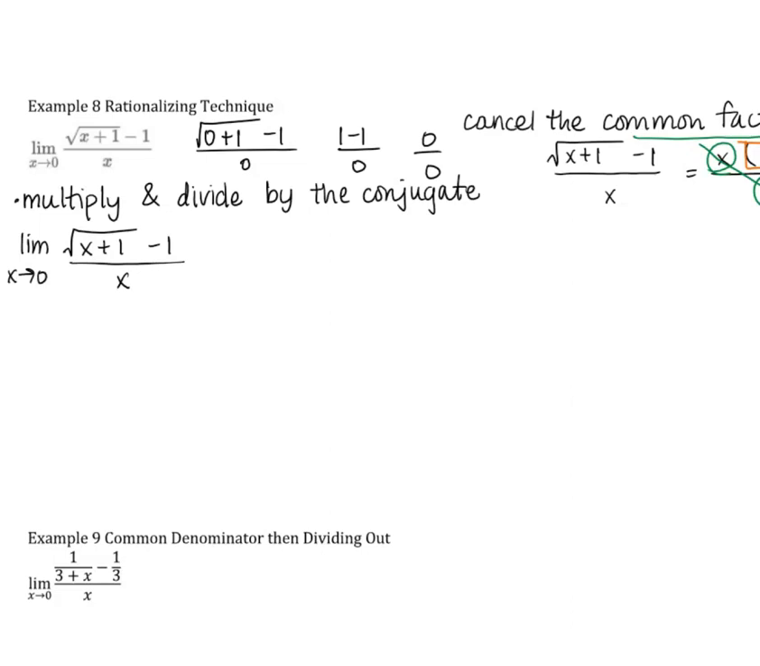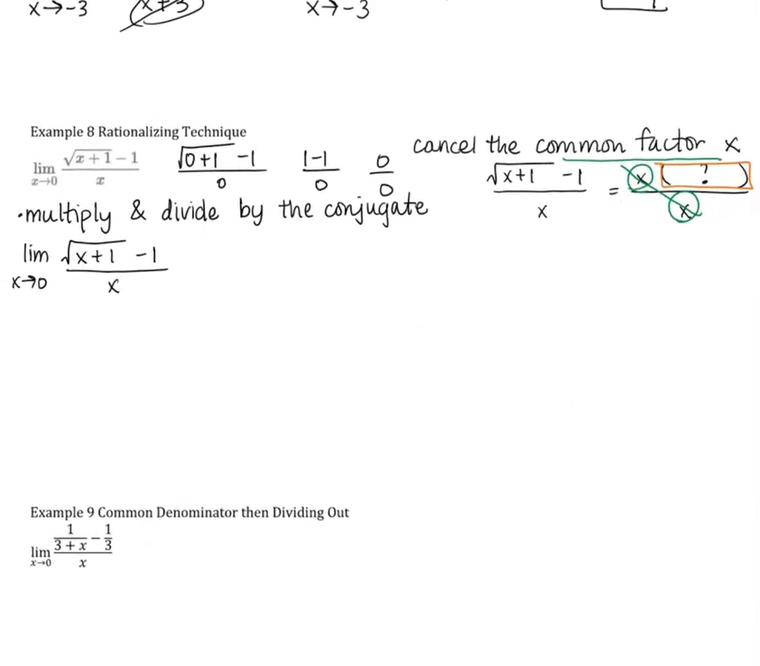And to help me rewrite this so that we can see that green common factor of x, I'm going to come in and multiply this entire expression by the square root of x plus 1, same thing we had, but this time I'm going to put a plus 1. And I'm going to do that in the top, and I'm going to do that in the bottom as well.